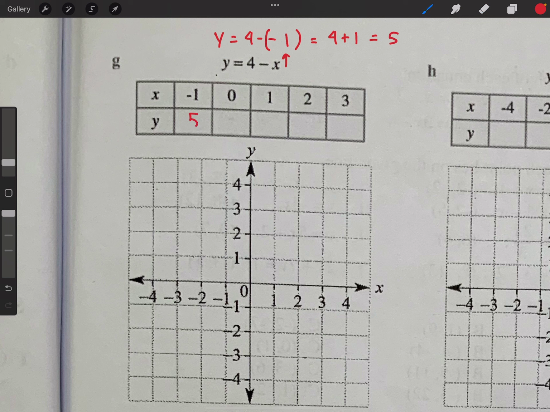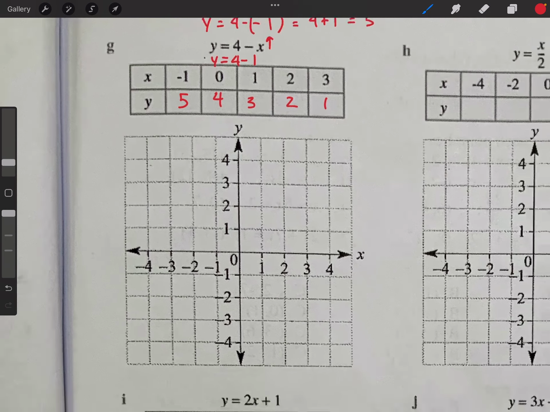Okay, next one. When x equals 0, y is equal to 4 minus 0, which is 4. Next one. If x equals 1, 4 minus 1, it'll be 3, 2, 1, and so on. Okay, now you can graph this one.